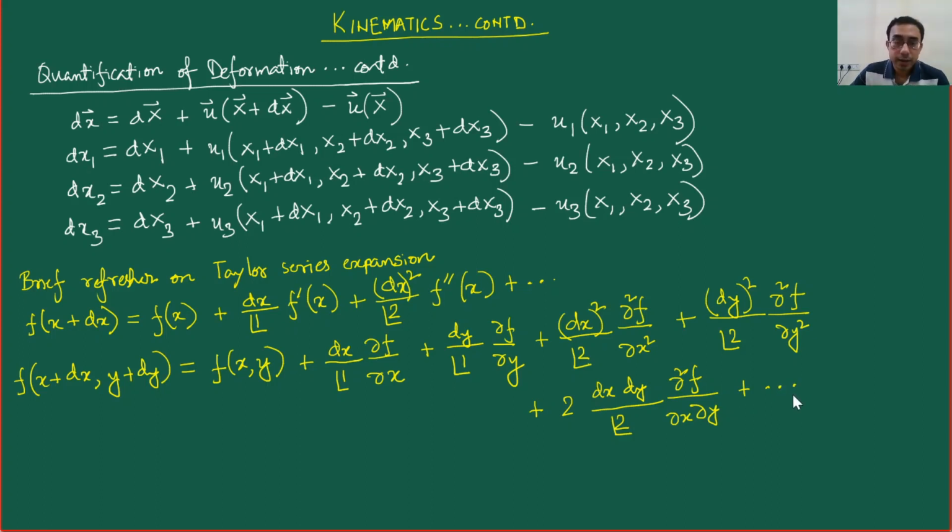Alright, now you can see that slowly we are building up to dependence on 3 variables, and that will be useful to us when we go back towards the simplification of these displacement vector components. So we can write down the 3 dependencies going forward to x plus dx, y plus dy, and z plus dz in the next slide.